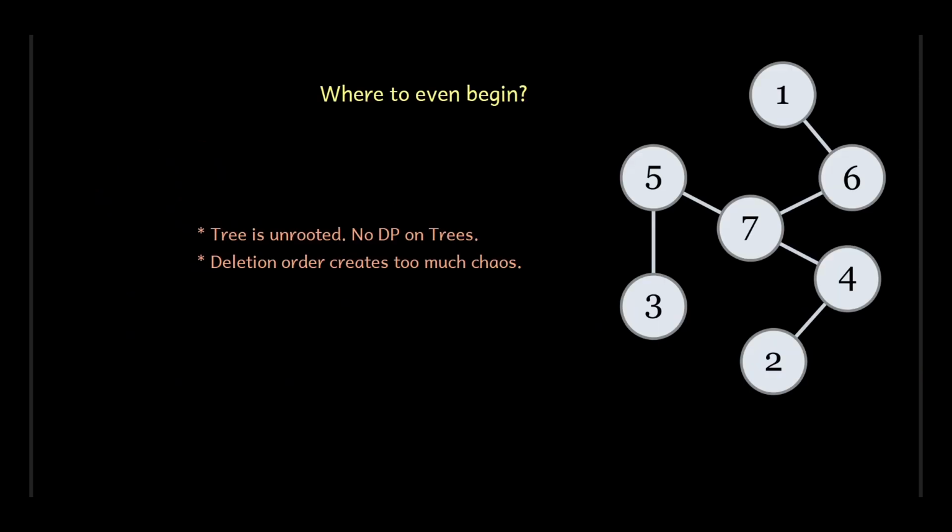So now looking at this problem, how do you even think about it? There is no way to even begin approaching the problem, because first of all, the major issue is that the tree is unrooted. You cannot arbitrarily root the tree at node 1, because this node 1 itself could be considered as a leaf.